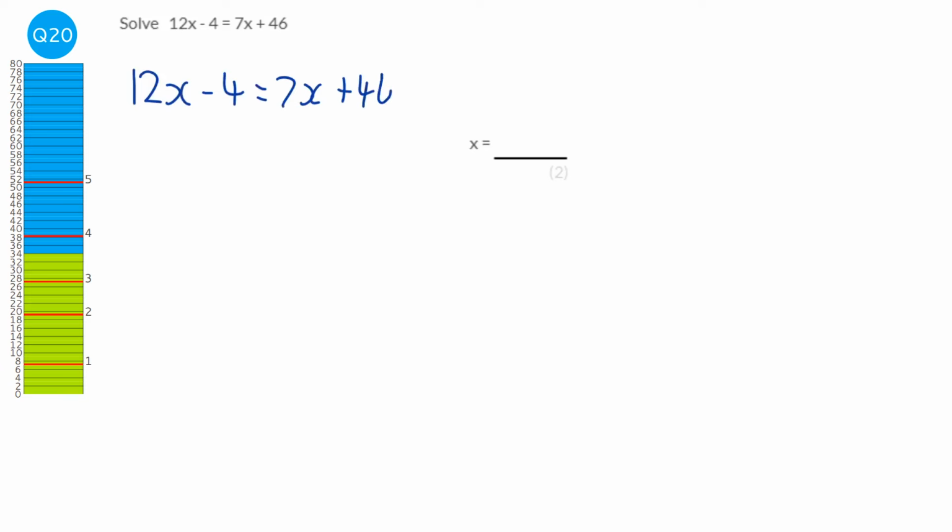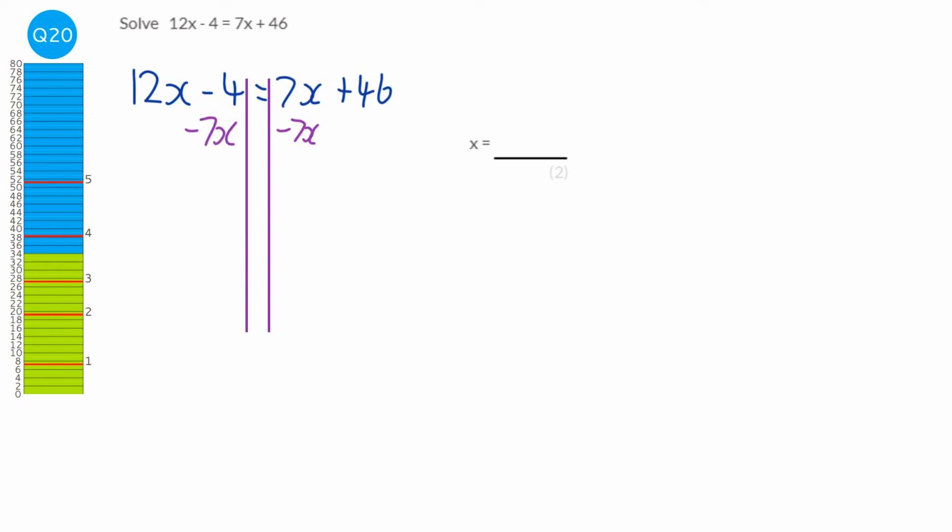So I'm going to write out the equation again just to give us a bit more space. And the rule we have here is if we have an x on both sides, which we do in here, we pick the smallest one to get rid of. So we've got a 12x and a 7x, and the smaller x would be the 7x. So we're going to get rid of that first. We've got our lines in, and we're going to take away 7x both sides.